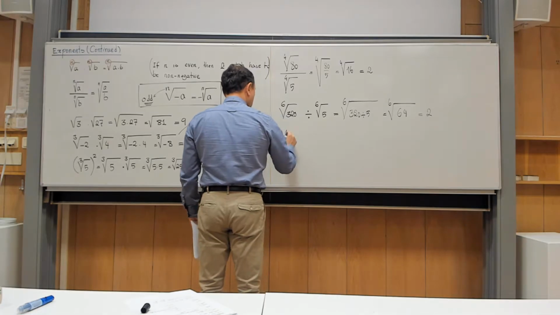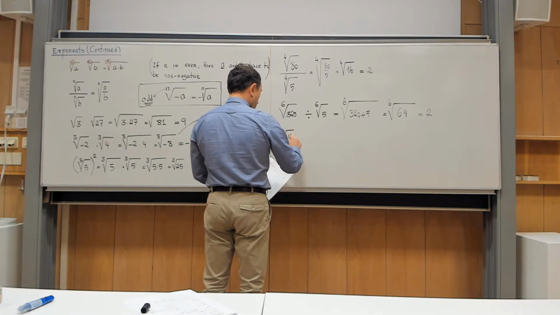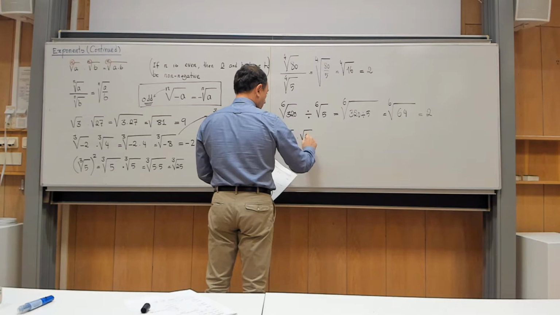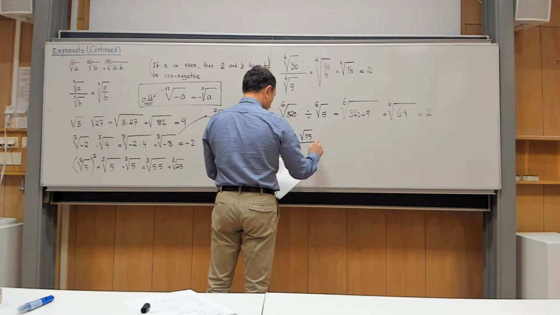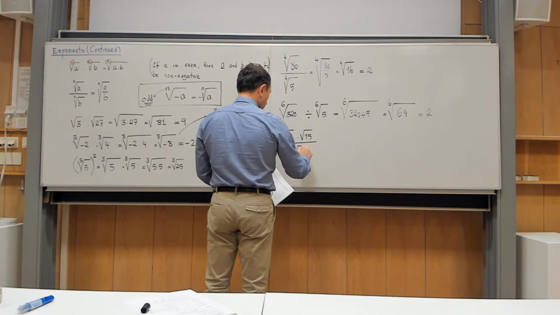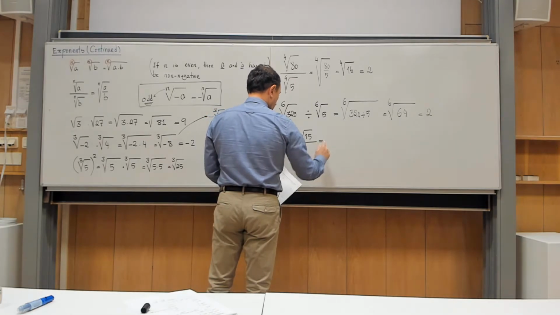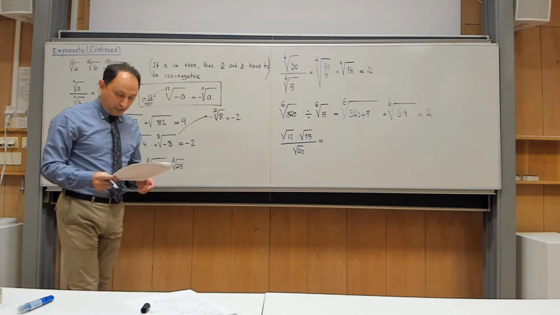So what about this one? I have a square root of 12 multiplied by square root of 15 and then divided by square root of 20. So how can I simplify this? As much as we can.